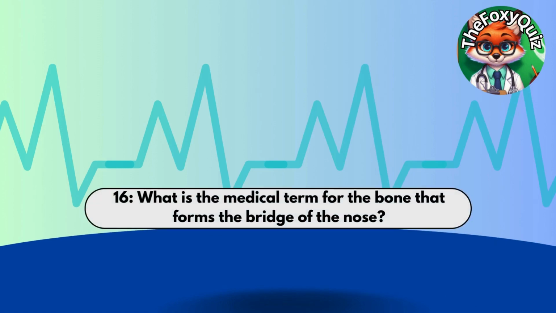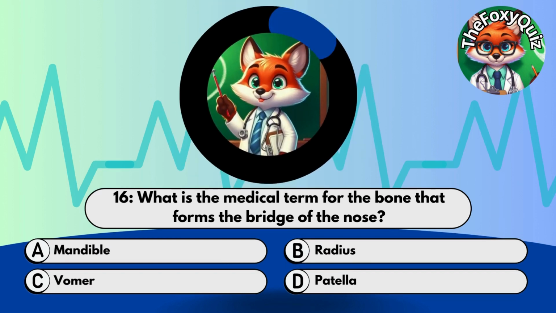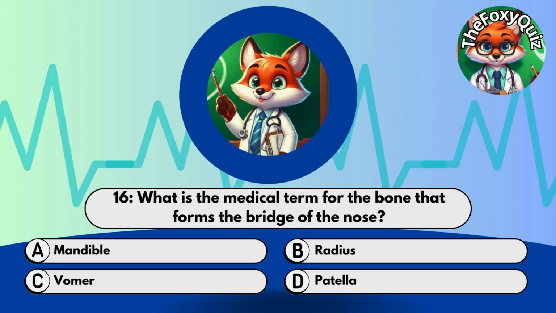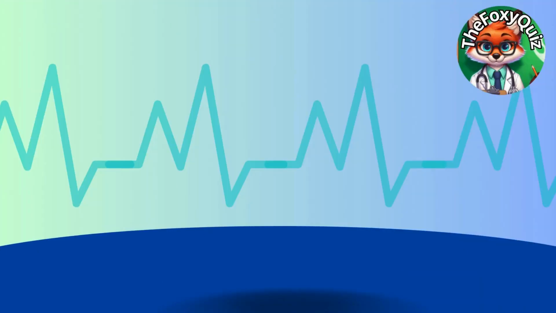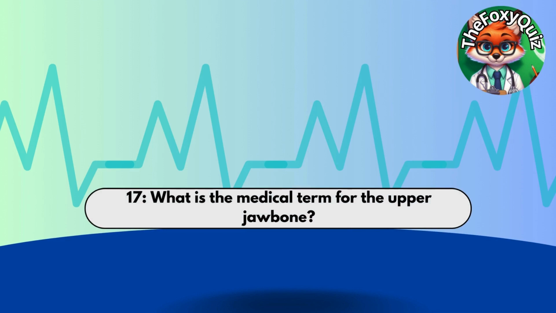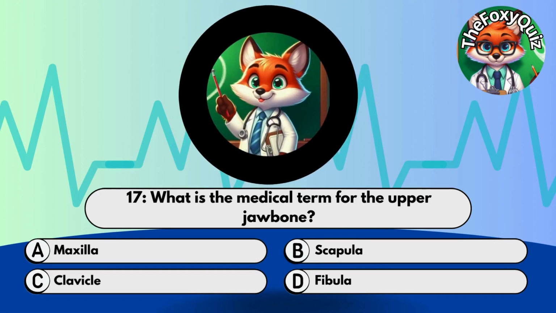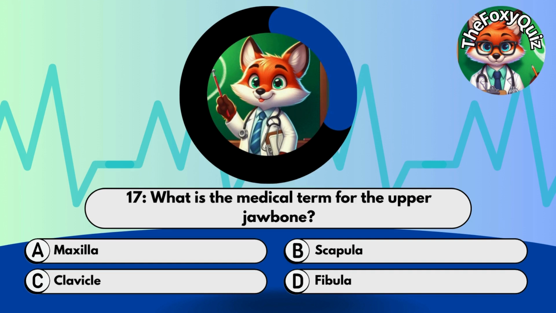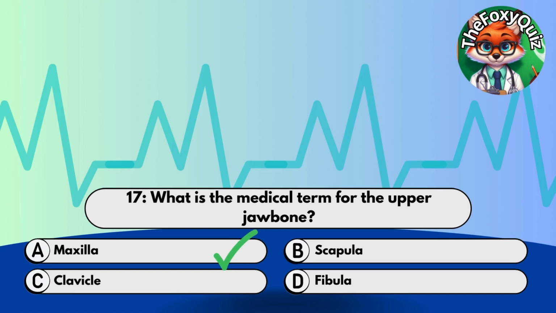Question 16. What is the medical term for the bone that forms the bridge of the nose? Your selection? A, B, C, or D? Answer C, vomer. Question 17. What is the medical term for the upper jawbone? A, maxilla. B, scapula. C, clavicle. D, fibula. Answer A, maxilla.